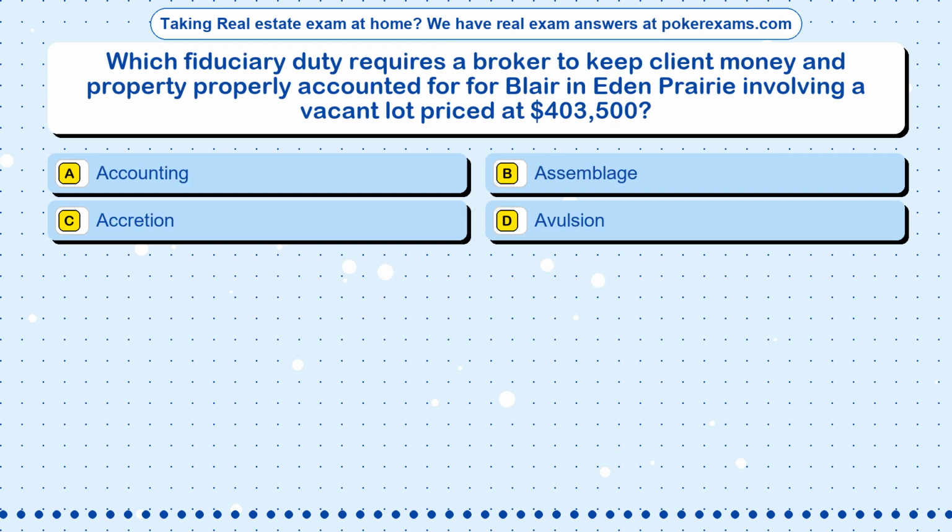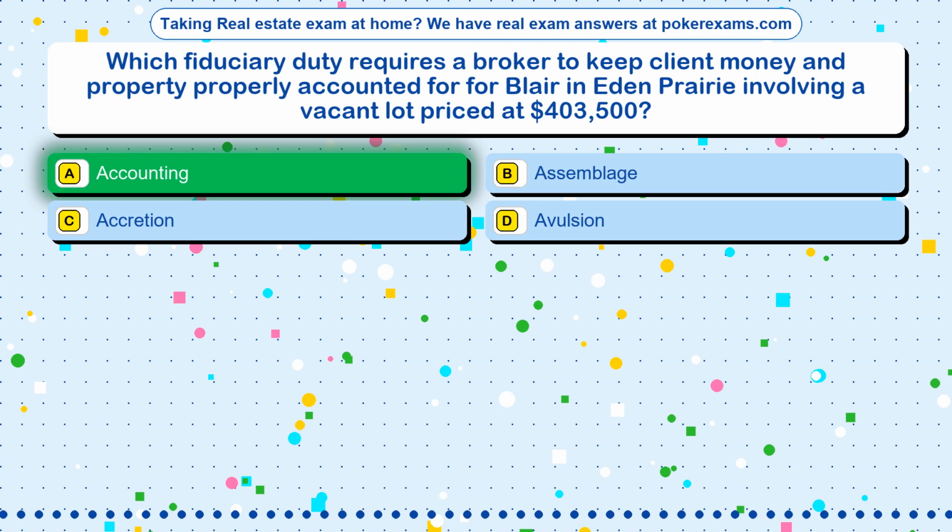Question 93. Which fiduciary duty requires a broker to keep client money and property properly accounted for Blair in Eden Prairie involving a vacant lot priced at $403,500? Option A, accounting. Option B, the assemblage. Option C, the accretion. Option D, devolution.